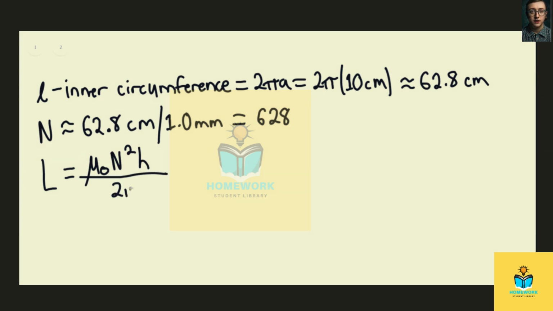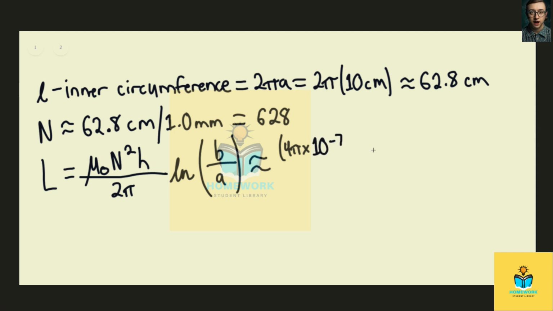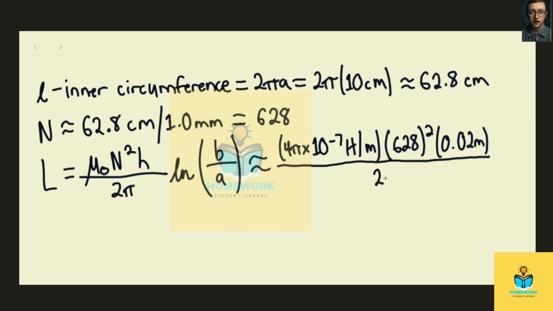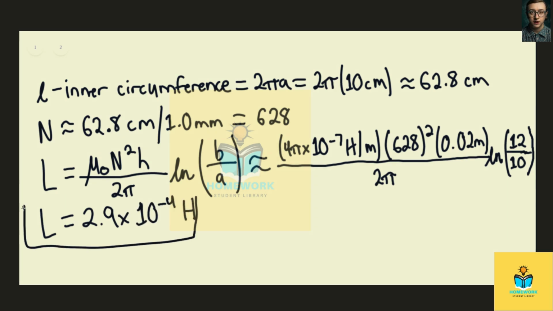Therefore, the self-inductance would be equal to, again, mu naught N squared times H, divided by 2 pi times the natural log of b over a. And this would be approximately equal to 4 pi times 10 to the negative 7th henries per meter, which is the magnetic permeability in a vacuum, multiplied by 628 quantity squared, multiplied by 0.02 meters, divided by 2 pi, and then times the natural log of 12 over 10. At this point we find that the self-inductance is going to be 2.9 times 10 to the negative 4th henries. So this would be our answer for part A.